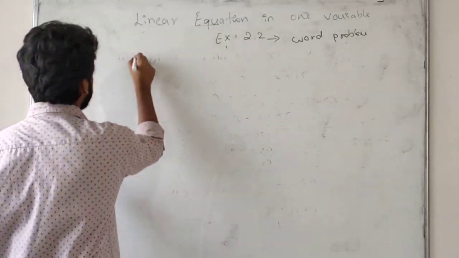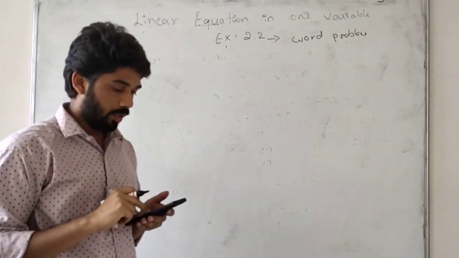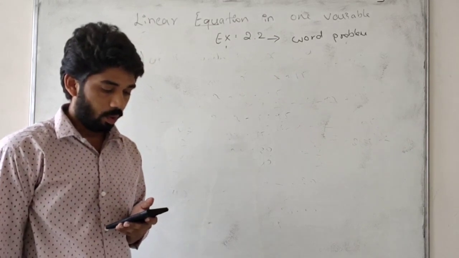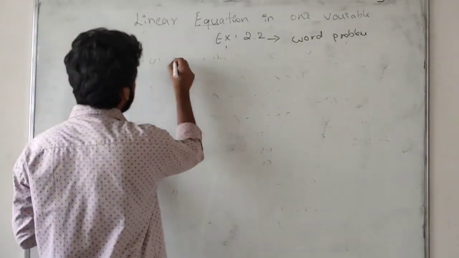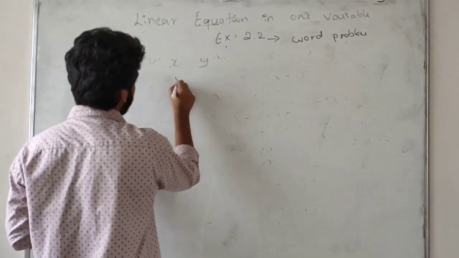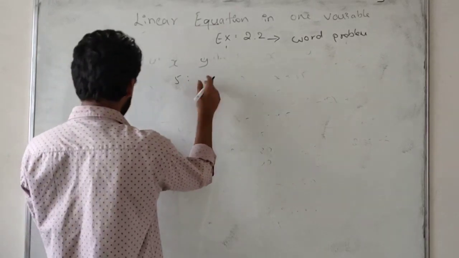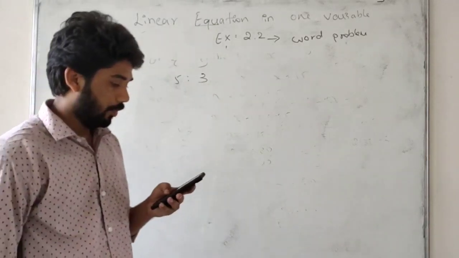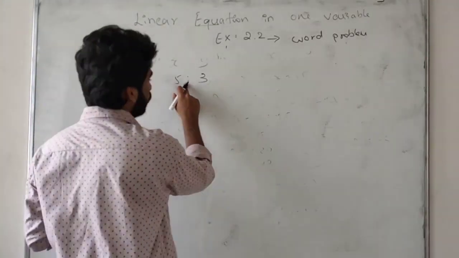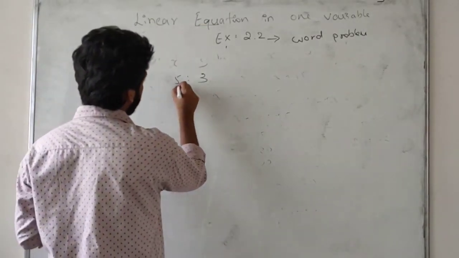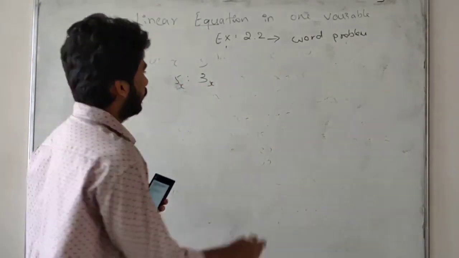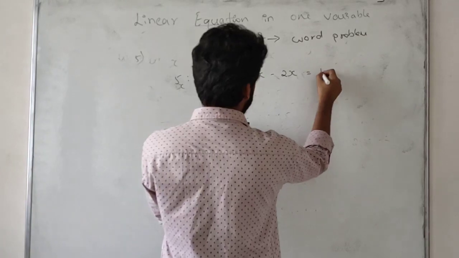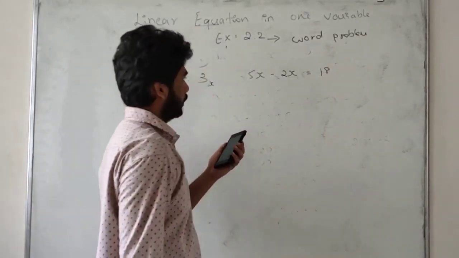Next, the fifth one. Two numbers are in the ratio 5:3. If the difference is 18, what are the numbers? Okay, two numbers are given. We take x and y as the numbers, and the ratio is 5:3. We don't know the exact numbers, so we will take them as 5x and 3x. Difference means 5x minus 3x is equal to 18. What are the numbers?